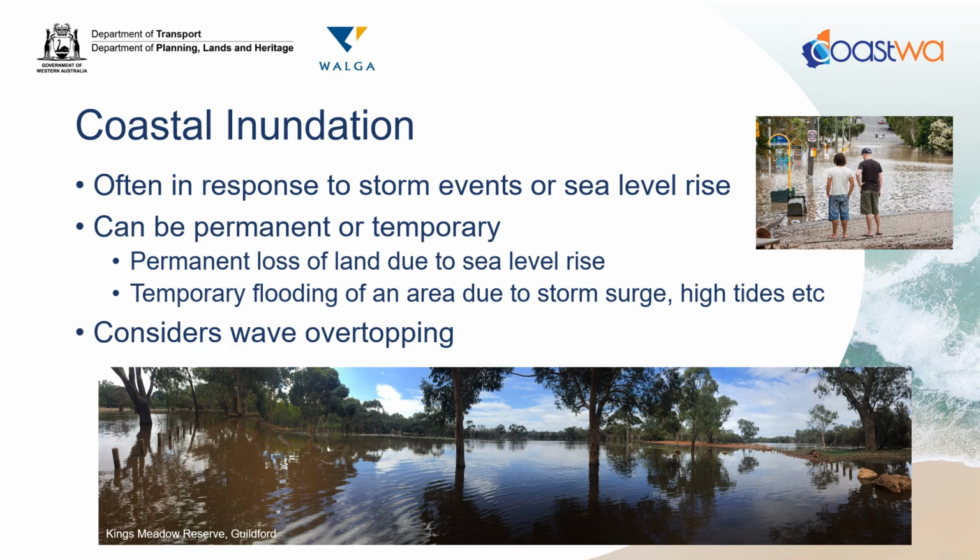The second coastal hazard we'll discuss is coastal inundation. So that typical flooding of water level, often in response to storm events or sea level rise. And there are important differences. So coastal inundation can be either permanent or temporary. So as sea levels continue to rise, we can see a permanent loss of land due to that rise. Or we can get that classic kind of temporary flooding of an area due to a single storm event, high rainfall event, high tide event, etc.